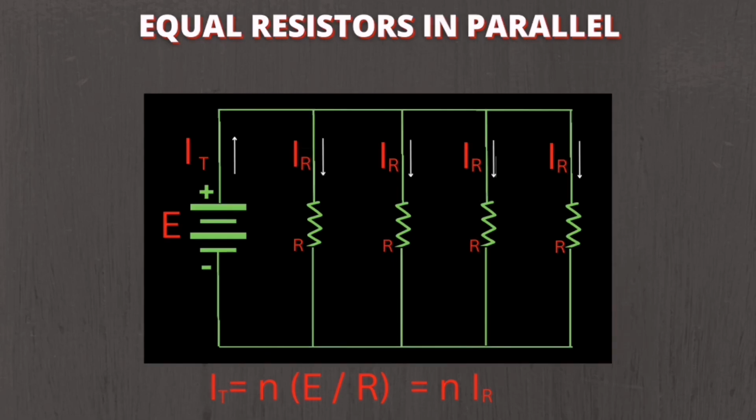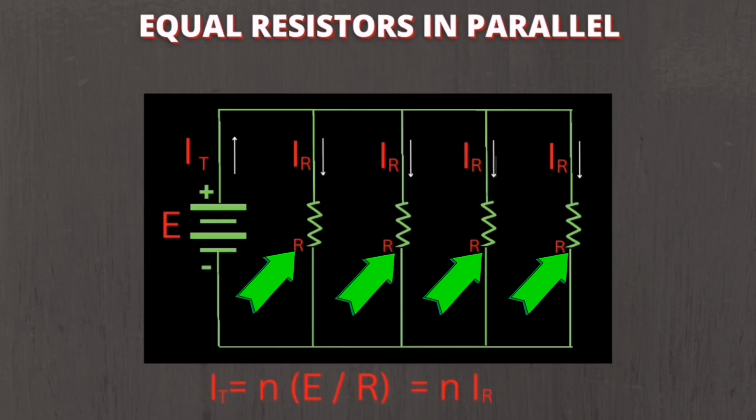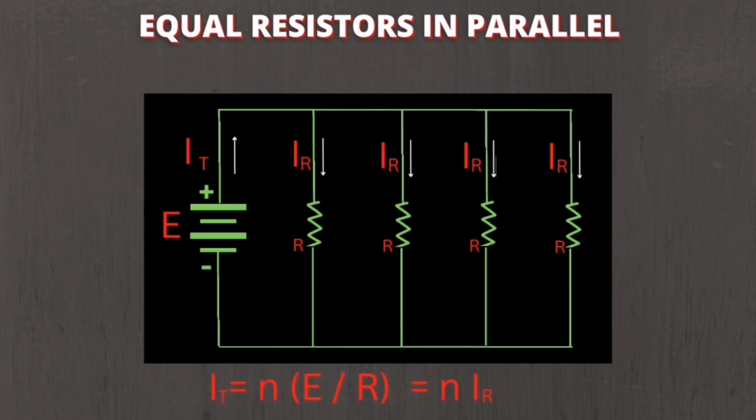Meaning that if you have a number of resistors in parallel, you just have to solve the I of R, which is E divided by R, where E is the total voltage and R is the ohmic value of each resistor, and this will be multiplied by the number of resistors.